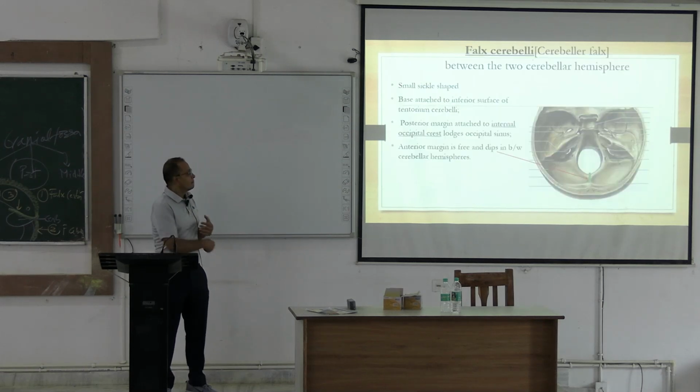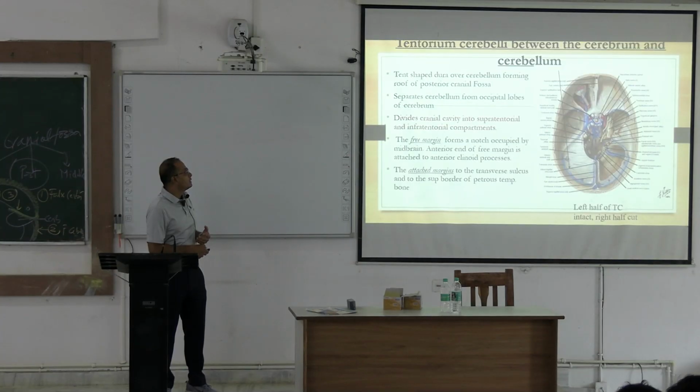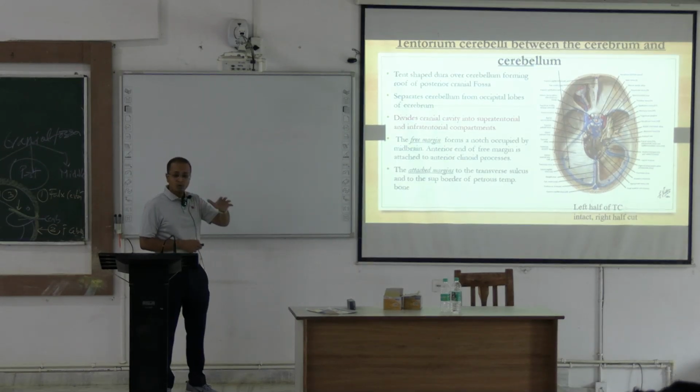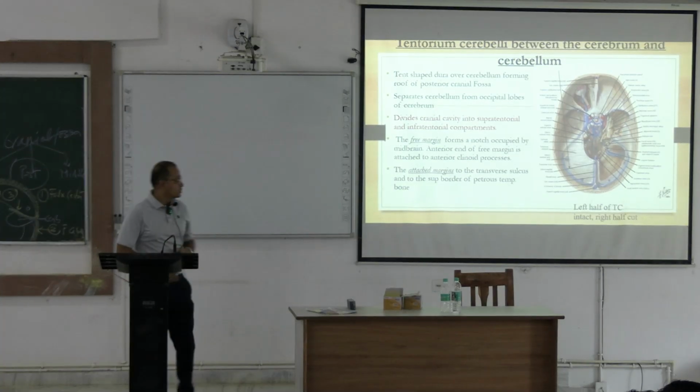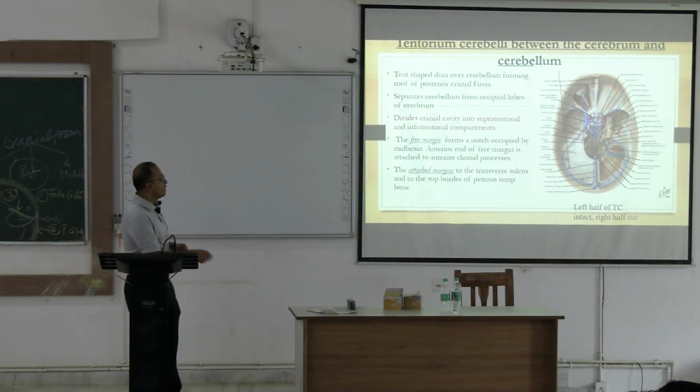The third one, which is kind of a rule breaker, we call the tentorium cerebelli, running obliquely between the falx cerebri and falx cerebelli. Between these, we have the attached margin and the free margin. Is this element there throughout the brain? No. It is present in the posterior half of the brain, the posterior cranial fossa.